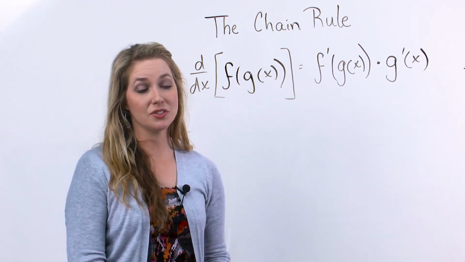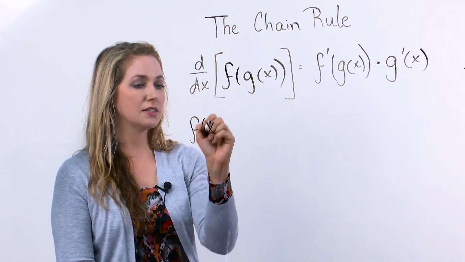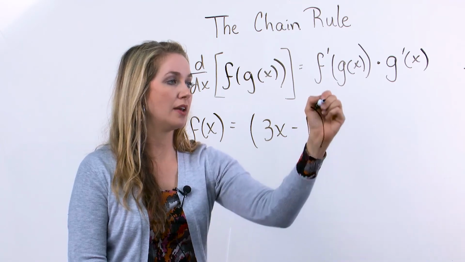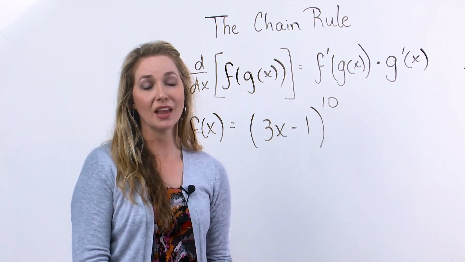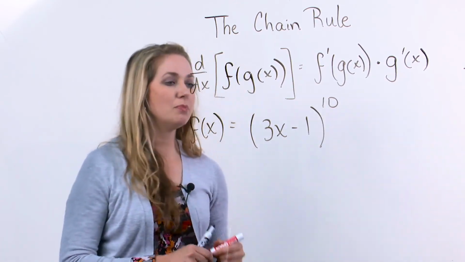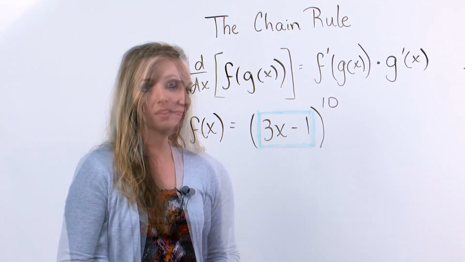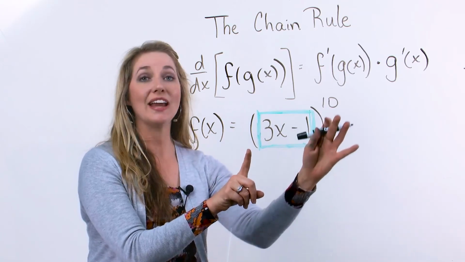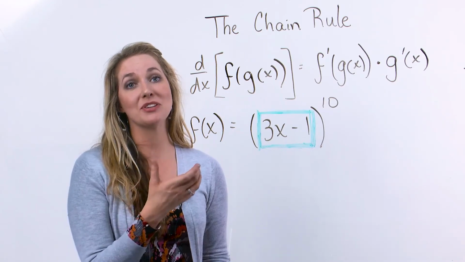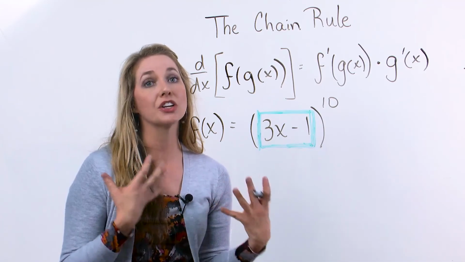So let me give you two examples of this. The first example is, let's suppose f of x is equal to (3x minus 1) to the 10th power. Now here clearly we have an embedded function. The embedded function is the 3x minus 1. The outermost function is raising to the 10th power. So when you're dealing with the chain rule, you need to be able to identify your innermost function and your outermost function, because that kind of tells you where to start.